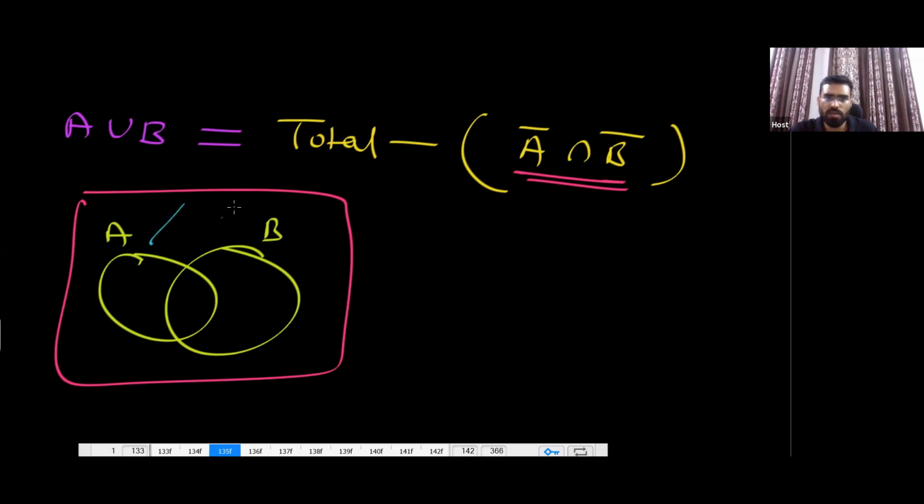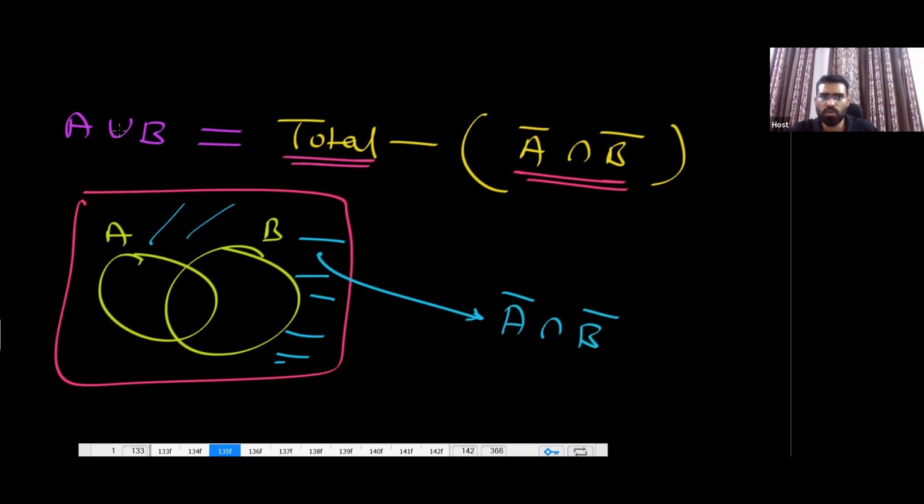Yes or no? This is the idea. This area is neither in A nor in B. So you are removing this area from the total, from the universal set, and then you will get this cardinality. Is it clear? So this is what we are using. You can just write this in your note that sometimes you can use this also.